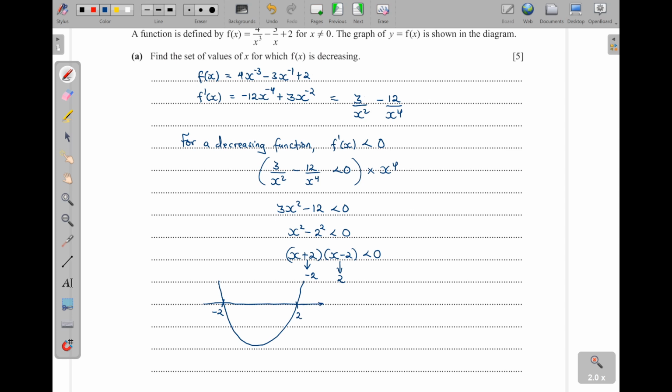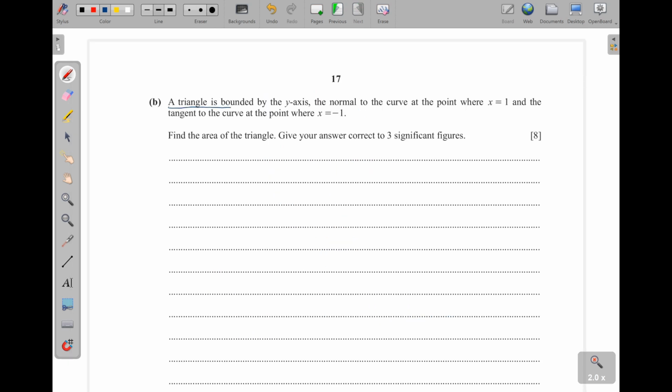Now, we need the values that are negative. The region below the x-axis is negative, and the region above the x-axis is positive. So the required region is from negative 2 to positive 2. That means my answer is negative 2 less than x less than 2. As simple as that.